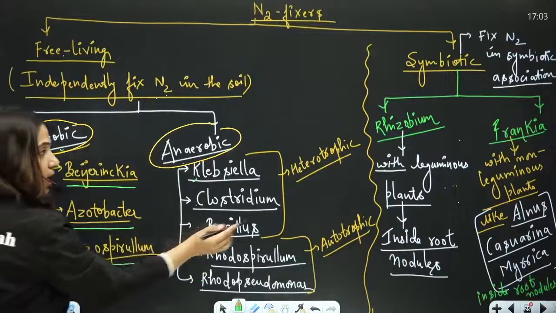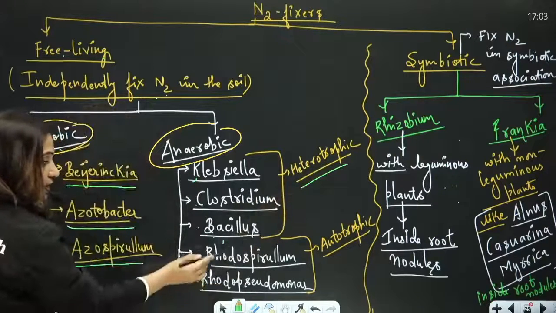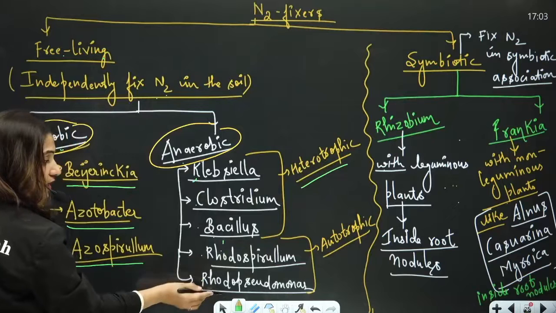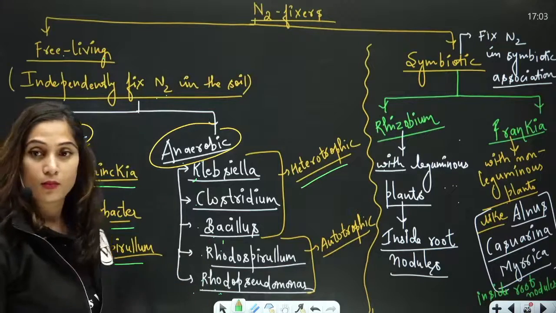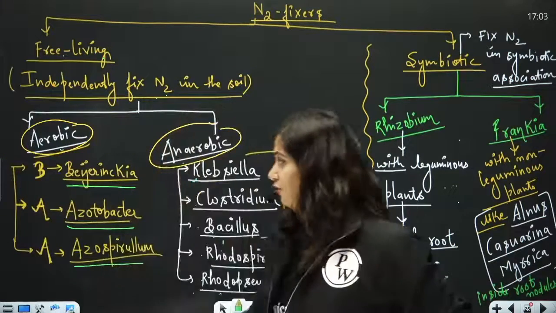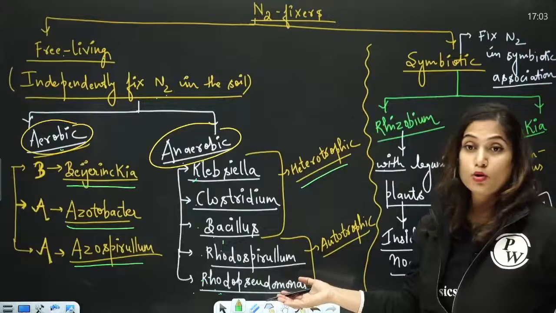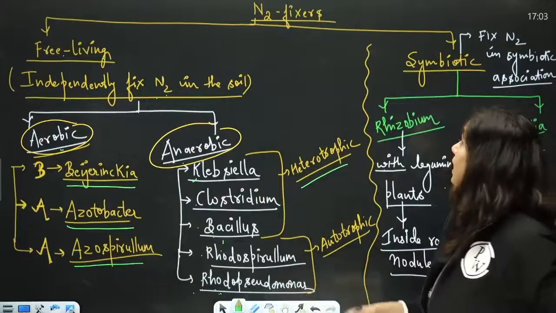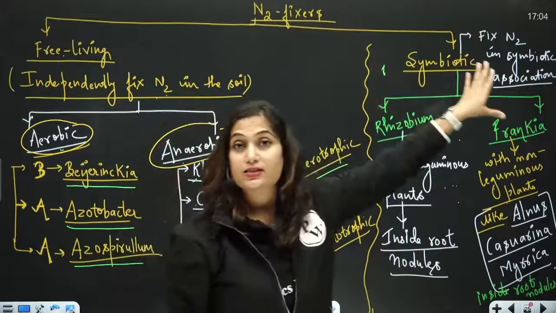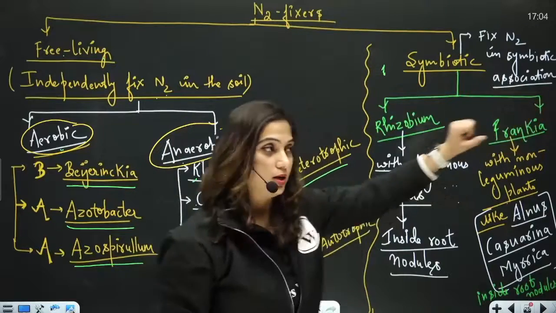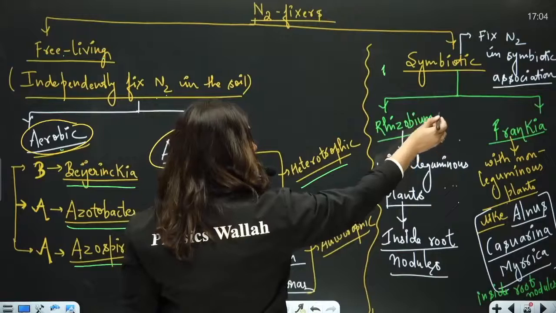These three are heterotrophs in nature. These two are photosynthetic bacteria, but still they can fix nitrogen also. So they are nitrogen fixers also. Clear? If you learn these examples, more than enough for NEET. Then some of the bacteria can fix nitrogen when they are in symbiotic association with other plants. One of the very important examples is Rhizobium.